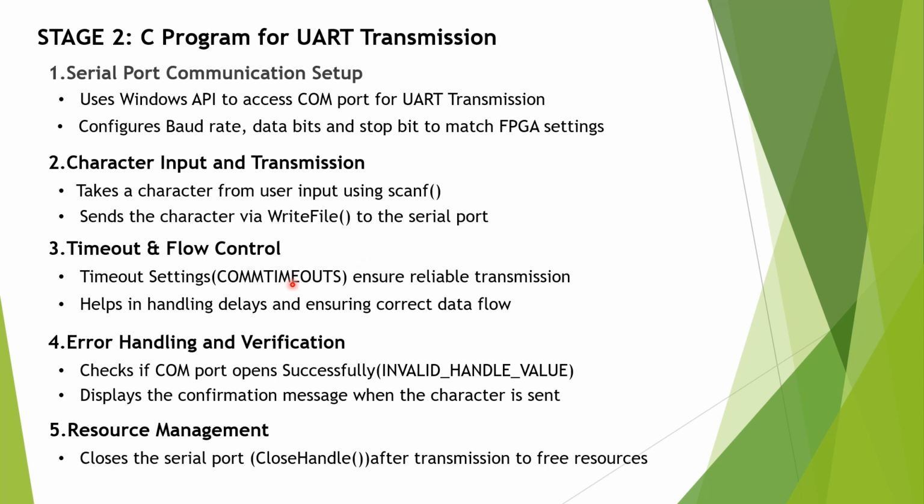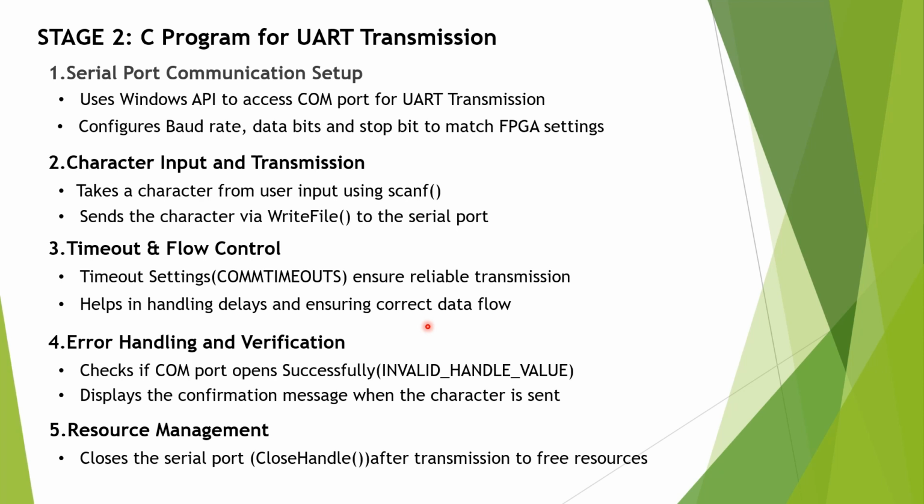Next step is timeout and flow control. Now the question is, why is timeout important? In real-time communication, delays might occur due to various factors like hardware lag and buffer overflow. So setting timeouts ensures that data is not lost and that communication remains synchronized. The COMMTIMEOUTS structure in Windows API helps set read and write timeouts. And flow control prevents data corruption by handling transmission speed mismatches between the PC and the FPGA.